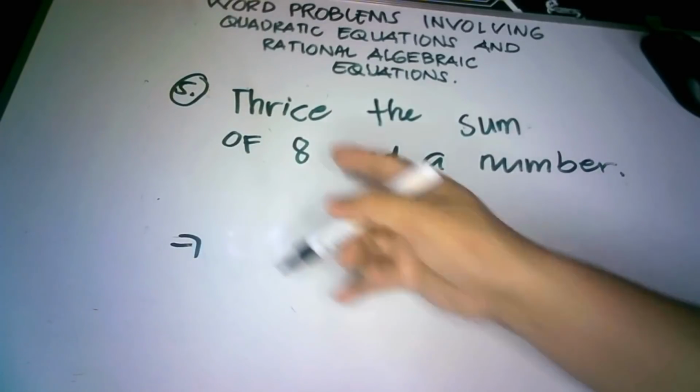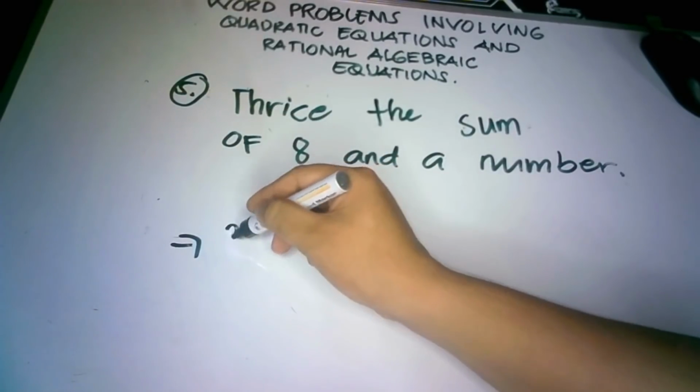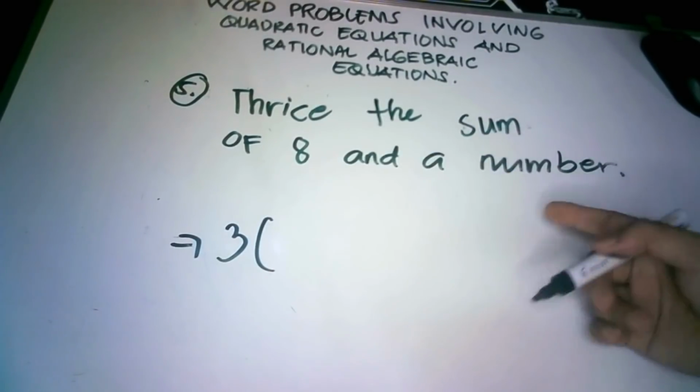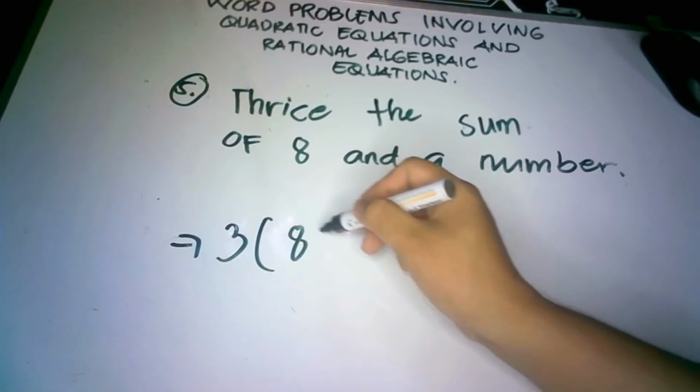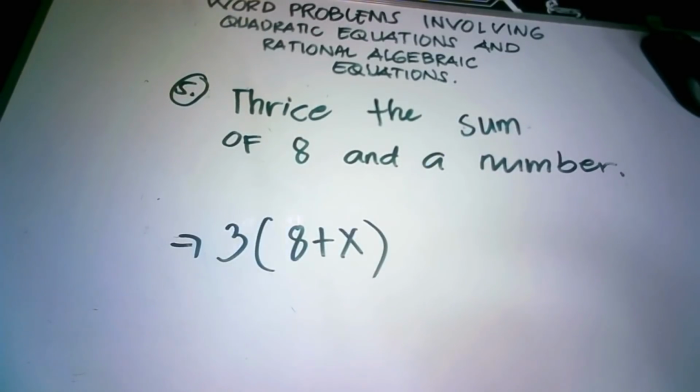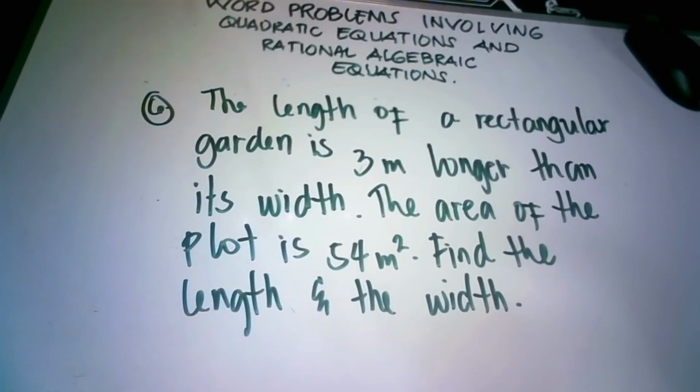It's very simple. First we take the thrice. So, 3 times. And then the sum of 8 and a number. So, we have 8 and a number. It is that simple, no? So, I hope you remember these words and know how to represent them into a mathematical statement. So, sample number 6.